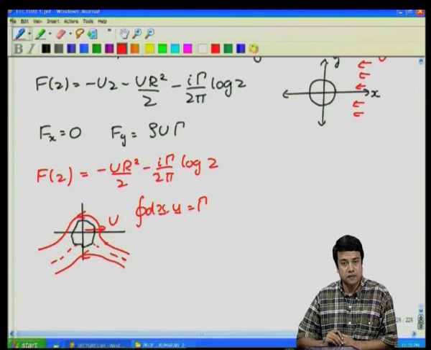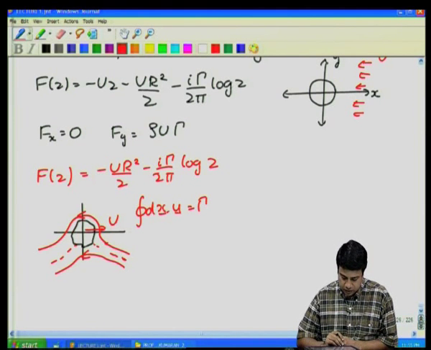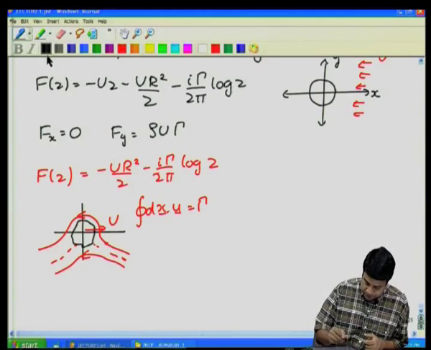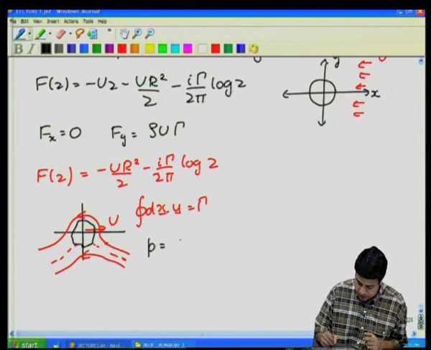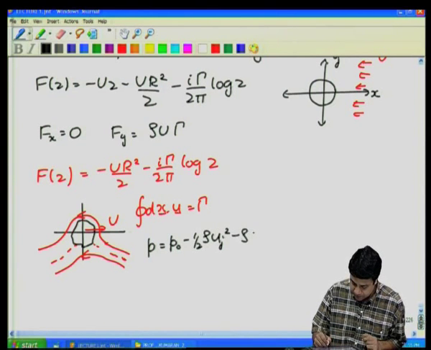So, how do we calculate the force on this object? Of course, first we calculate the pressure and then we calculate the force as integral of p n ds over the entire surface of this object. So, the pressure P is equal to P naught minus half rho u j square minus rho partial phi by partial t.